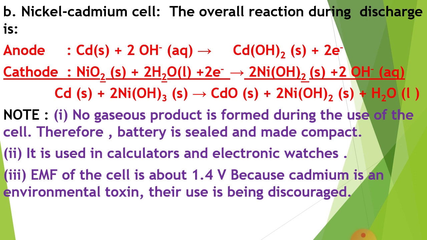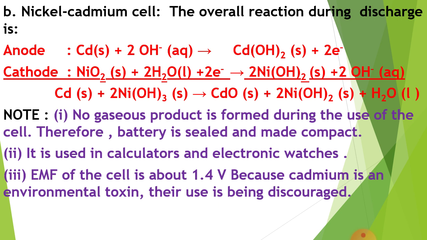Now the secondary battery, nickel cadmium cell. The overall reaction during discharge: at anode, Cd plus 2OH- gives Cd(OH)2 plus 2 electrons. At cathode, NiO2 plus 2 water plus 2 electrons gives Ni(OH)2 plus 2OH- aqueous. The net reaction is Cd plus NiO2 plus 2 water gives Cd(OH)2 plus Ni(OH)2. You have to learn this reaction also for the board examinations.